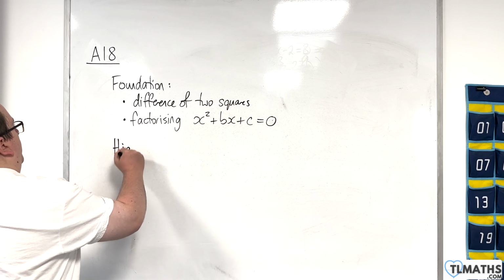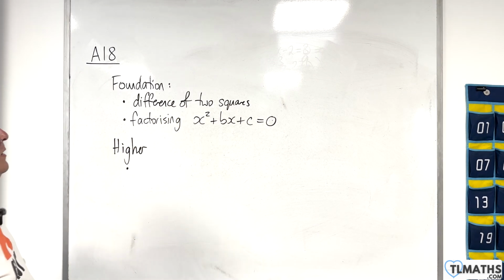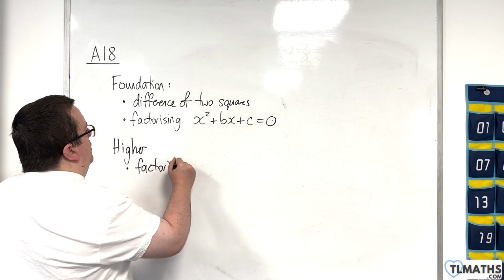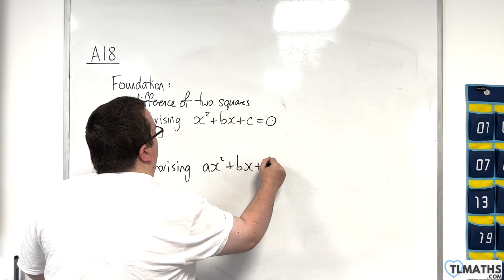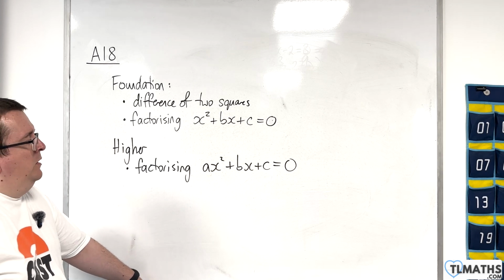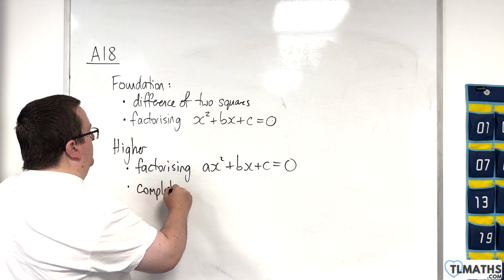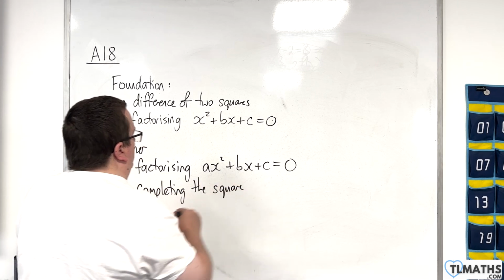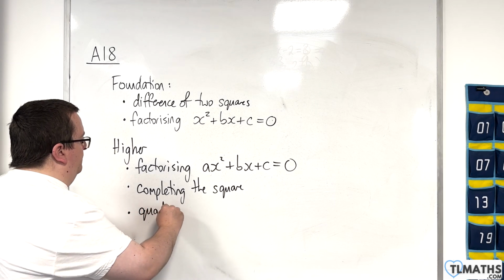Higher will deal with both of those, but also factorising ax squared plus bx plus c equals 0. So using factorising to solve, or using completing the square to solve, or using the quadratic formula.